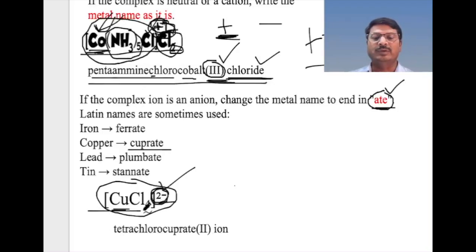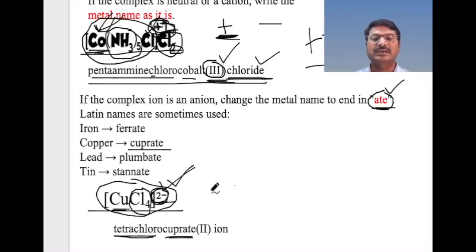Let us come to one more example, this one, CuCl4 2-. It has only one type of ligand, that is chloro. You write that as tetrachloro, as a total of 4 chlorines are there. It is a negative charge complex, that's why you write cuprate, not copper. You have to write cuprate.